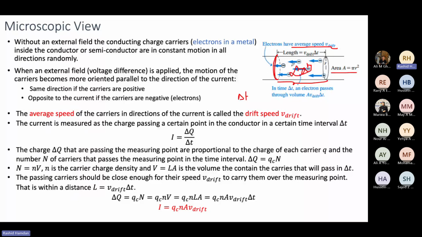So all the electrons that were here, or the free electrons of course, are going to be passing, and they would contribute to dq. So dq is equal to the charge of the carrier, the charge of the electron, times the number of electrons that are going to pass. But the number of electrons that are going to pass is equal to this volume here that I have, times what I call the charge or the carrier density.